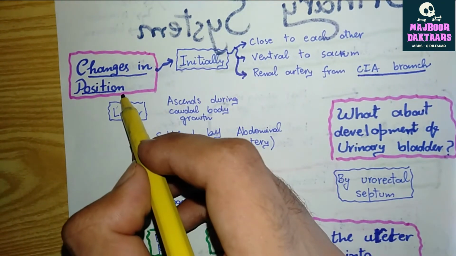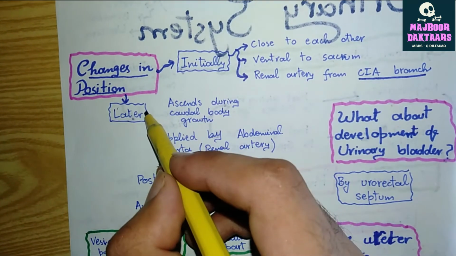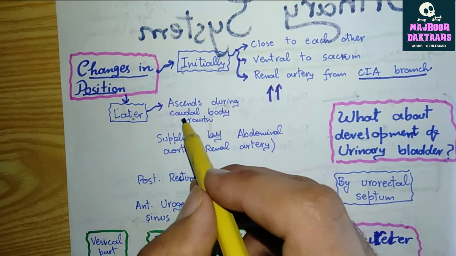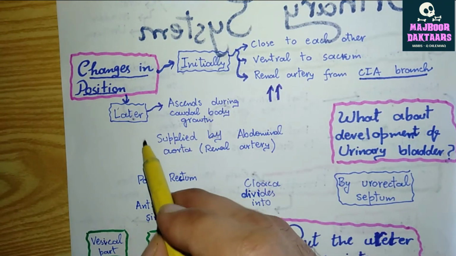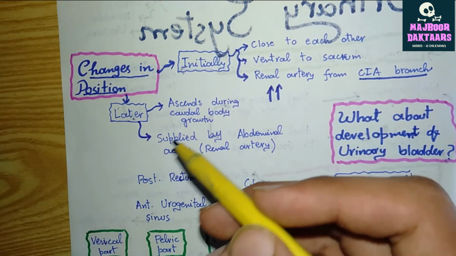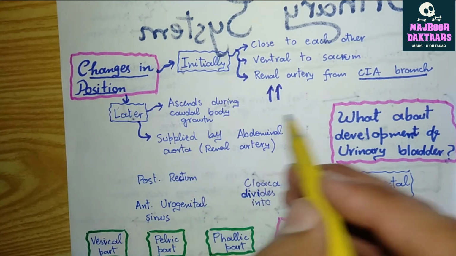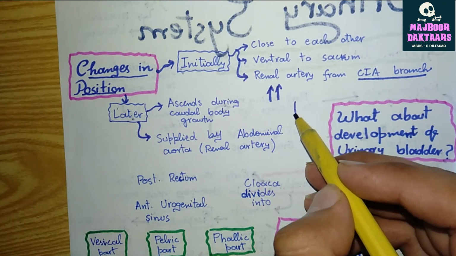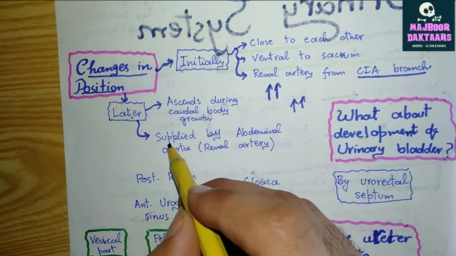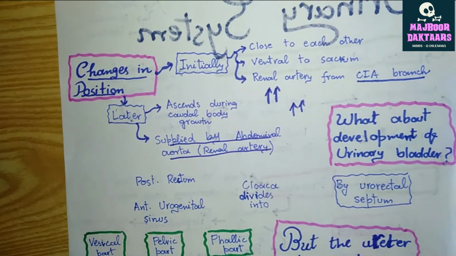While later on, as the caudal portion of the embryo grows, the kidneys ascend, that is, they go upward during the caudal body growth. So as the aorta supplies the kidney with the branch closest to it, their branches are shifted to the upward portion, so they are supplied directly by the renal arteries from the abdominal aorta.